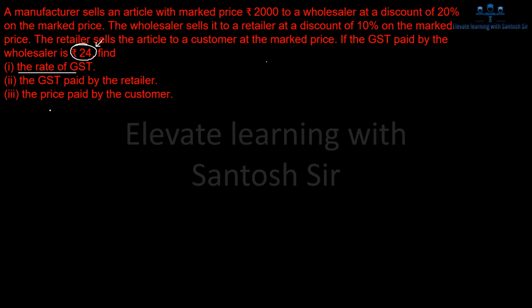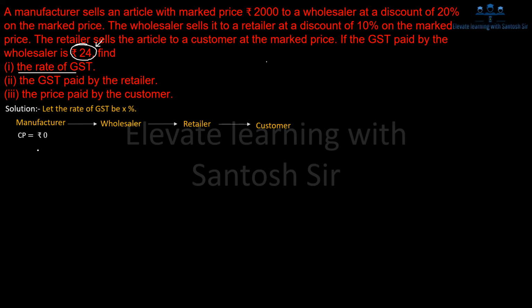So let us try to build up the chain with the given information. Let us consider that the rate of GST is X%. Now there is first person manufacturer, the second person wholesaler, third is the retailer, and fourth is the customer in this chain. We don't know what is the cost price of the manufacturer, so we consider it 0 for calculation purpose.